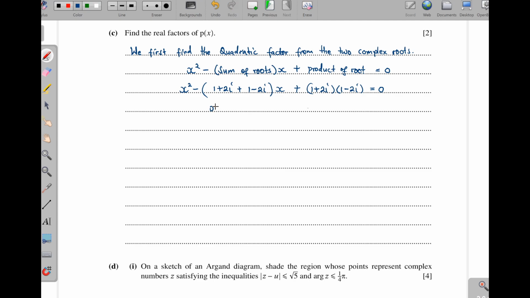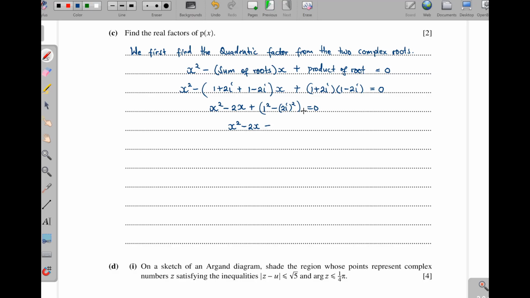So we have x squared, then minus 1 plus 1, we are getting a 2. So 2x here, then here plus, what do we get here when we multiply? This one is going to be the difference of two squares. So you have 1 squared, then minus the 2i squared. You see that? Then this one is equal to 0. So this one gives us x squared minus 2x.